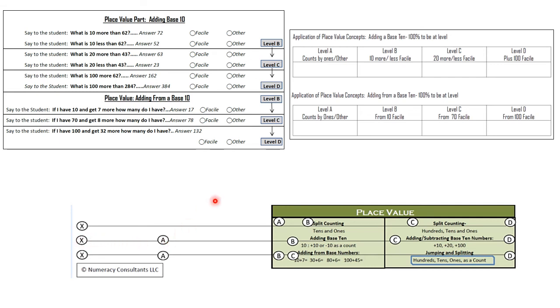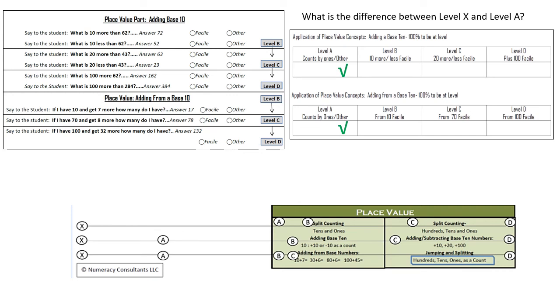We have this framework which has this X and A. So the question is, what is the difference between level X and level A? If we take a look at adding base 10, and you ask, what is 10 more than 62, and they go 63, 64, 65, 66, counting by ones and they get it right, you could say they got the answer right, but they used a really low level strategy.